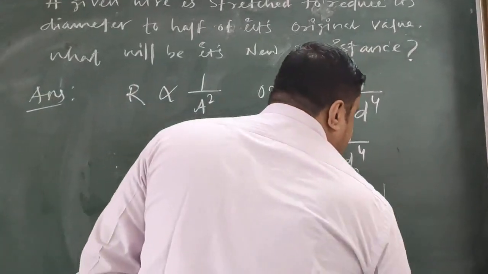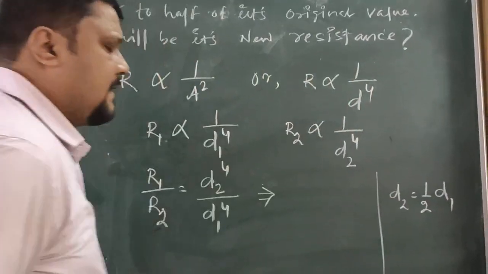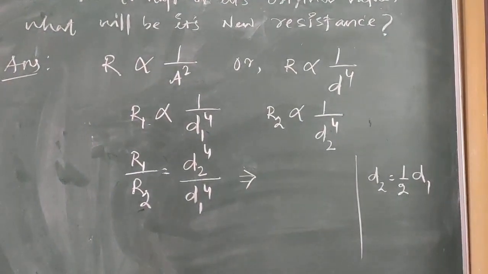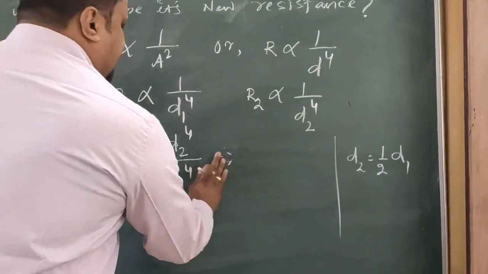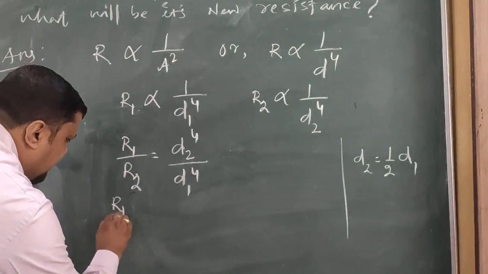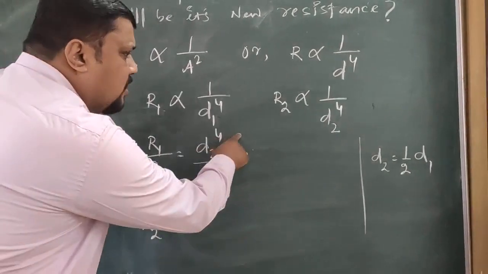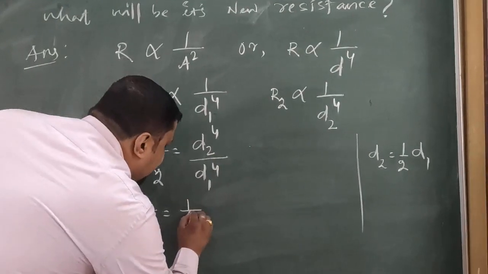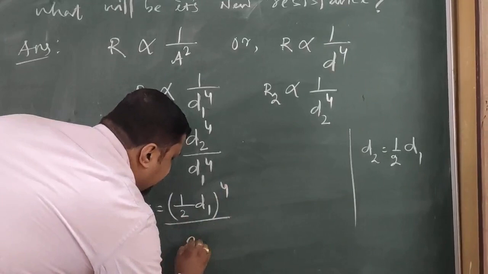The question gives D2 is equal to half of D1, half of its original value. D1 is original, so D2 is equal to half of D1. So I can write this as R1 by R2 is equal to D2^4, meaning (1 by 2 D1)^4, divided by D1^4.